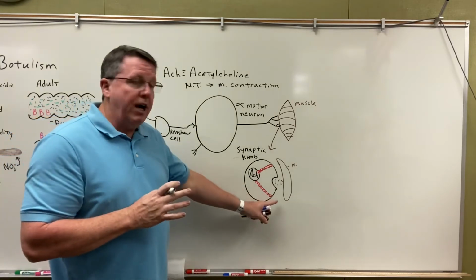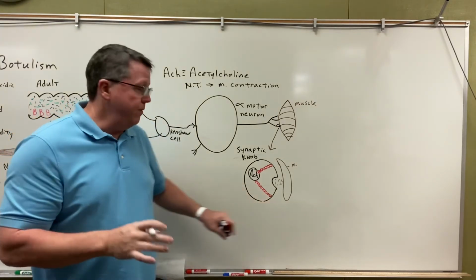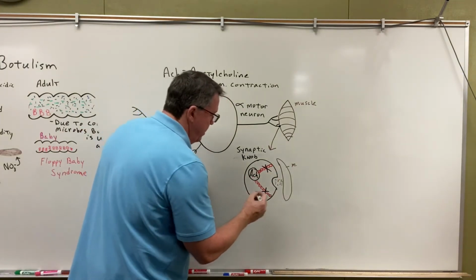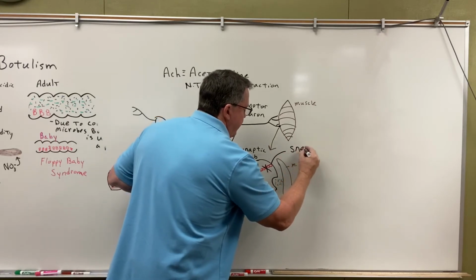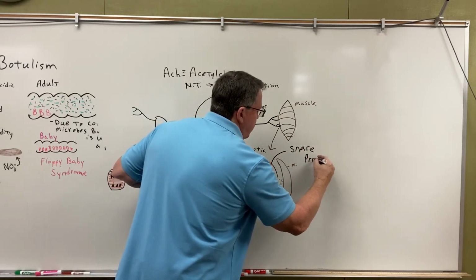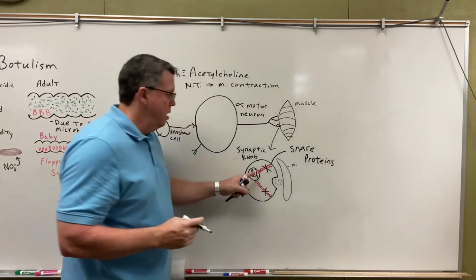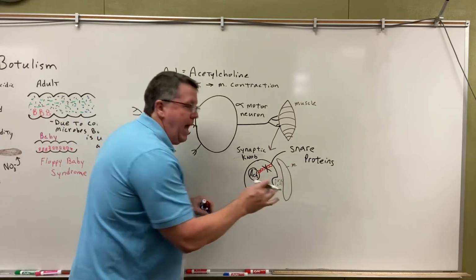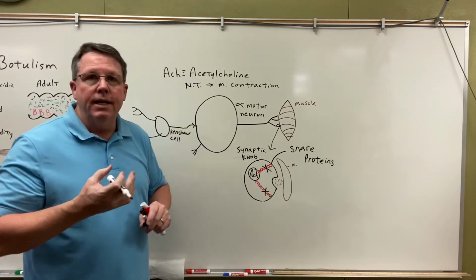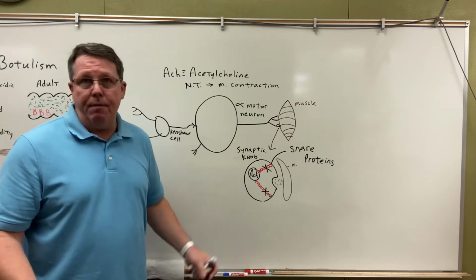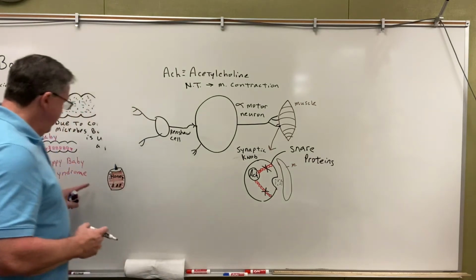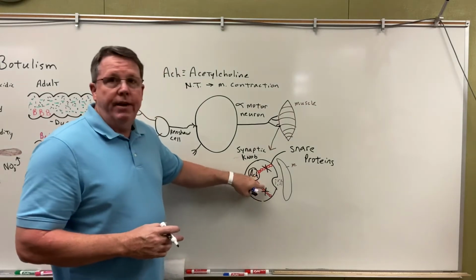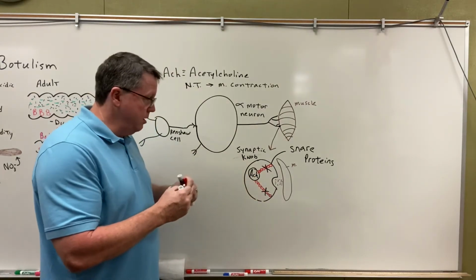So that's how it's supposed to work. What botulism does, though, is it basically attacks these snare proteins. So again, these are the snare proteins. It attacks the snare proteins, so therefore it can't pull the ACH over. If this cannot go over to here, I cannot contract my muscle. And so the muscles just become weak and floppy. That's why you see over here, we call it floppy baby syndrome. So that's how botulism is going to cause the problem here.